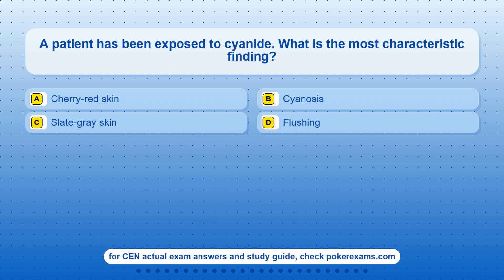Question 1. A patient has been exposed to cyanide. What is the most characteristic finding? Option A, cherry-red skin. Option B, cyanosis. Option C, slate-gray skin. Option D, flushing.